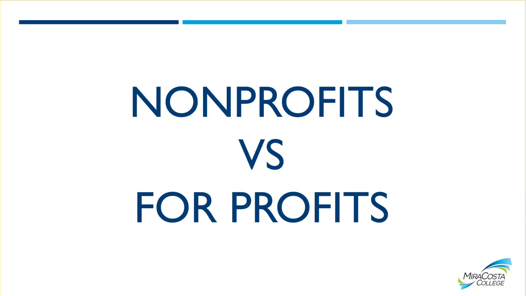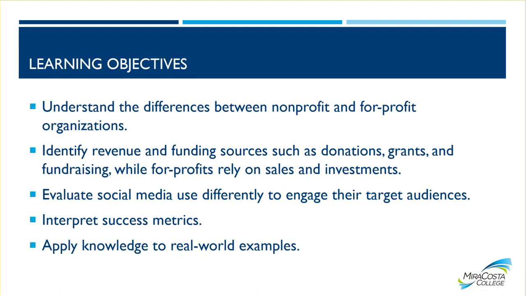So first, with nonprofits and for-profits, the learning objectives are to understand the difference between nonprofit and for-profit organizations, identify revenue and funding sources such as donations, grants, and fundraising, while for-profits rely on sales and investments, evaluate how they use social media differently to engage their target audiences, interpret success metrics, and apply knowledge to real-world examples.